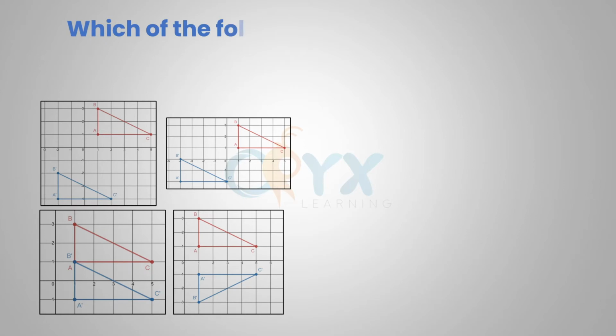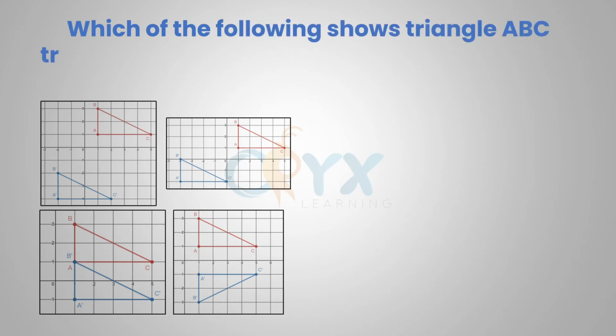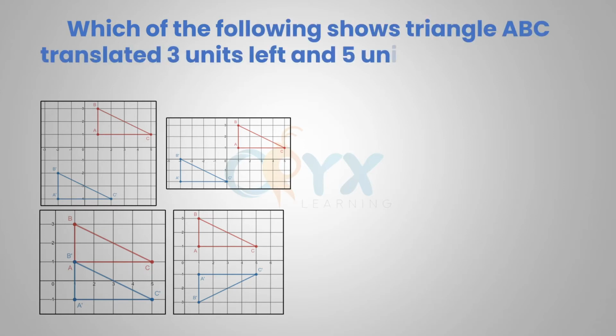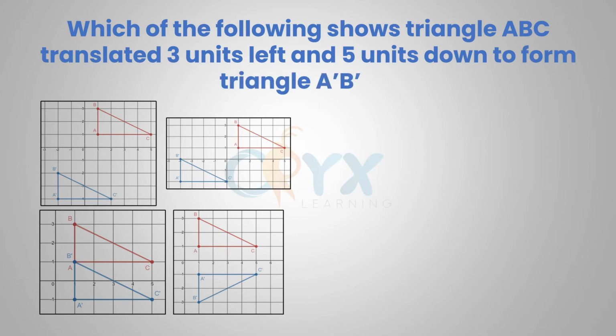Which of the following shows a triangle ABC translated 3 units left and 5 units down to form triangle A prime, B prime, C prime? If we want to move the original triangle, the triangle in red, 3 units to the left and 5 units down, then we must pick up the points and physically move them 3 units to the left and 5 units down. This occurs in the first example.